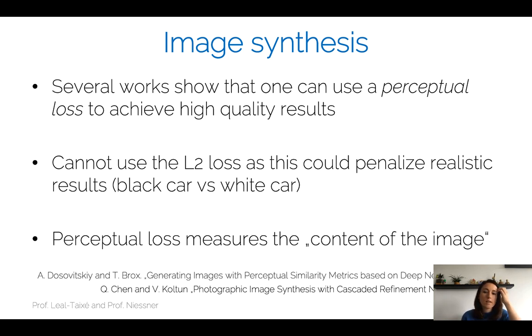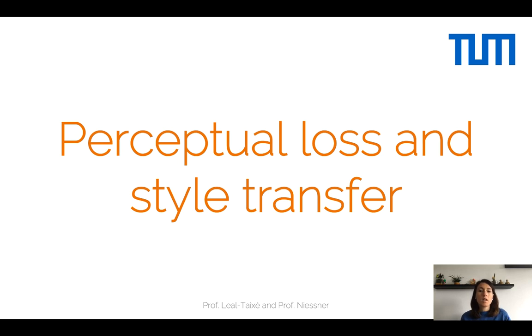Several years ago, a new loss was introduced called the perceptual loss, which measures the content of the image. So the perceptual loss would be very similar for a black car and a white car, and this is exactly what we want for image synthesis. The perceptual loss was not created initially for image synthesis, but for style transfer, and this is what we're going to cover here in the last part of the lecture.